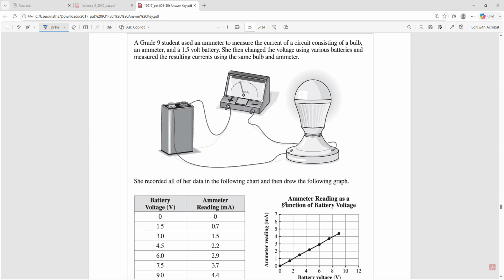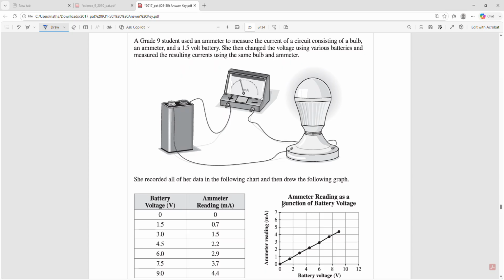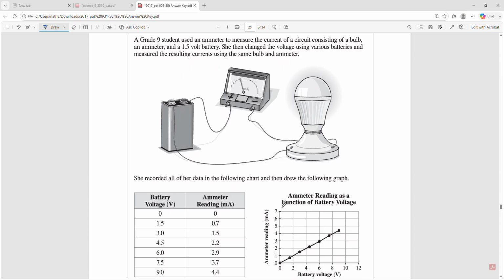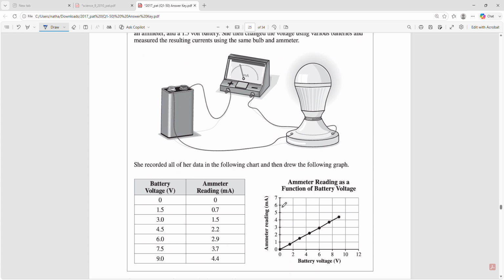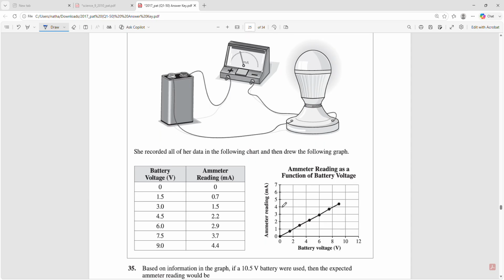Next one, a grade 9 student used the ammeter to measure the current of a circuit consisting of a bulb, an ammeter, and a 1.5 volt battery. She then changed the voltage using various batteries and measured the resulting currents using the same bulb and ammeter. So she used the same bulb, the same ammeter. The only thing she changed was the battery.